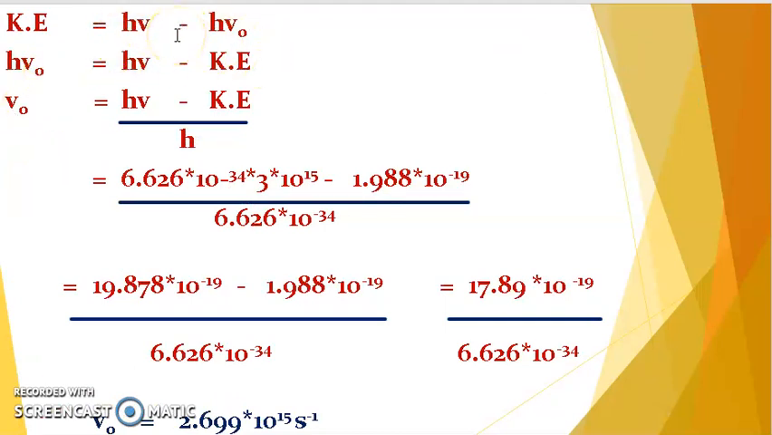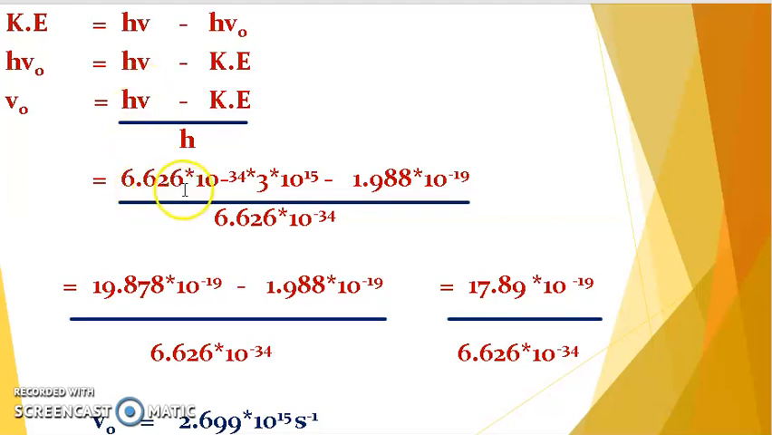Now we have to find the threshold frequency, nu naught. For that, h nu naught should come on one side. You know how to do the mathematical rearrangement: h nu minus the kinetic energy, so nu naught equals h nu minus kinetic energy, divided by h. Here h is the Planck constant.